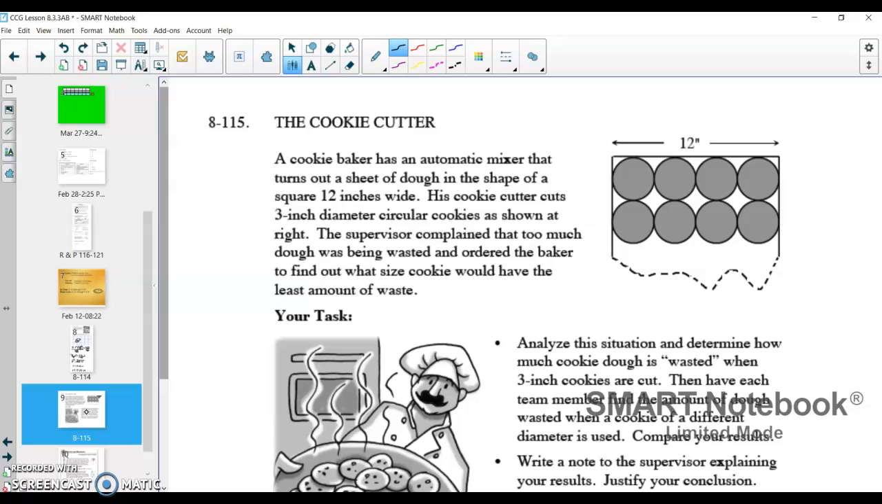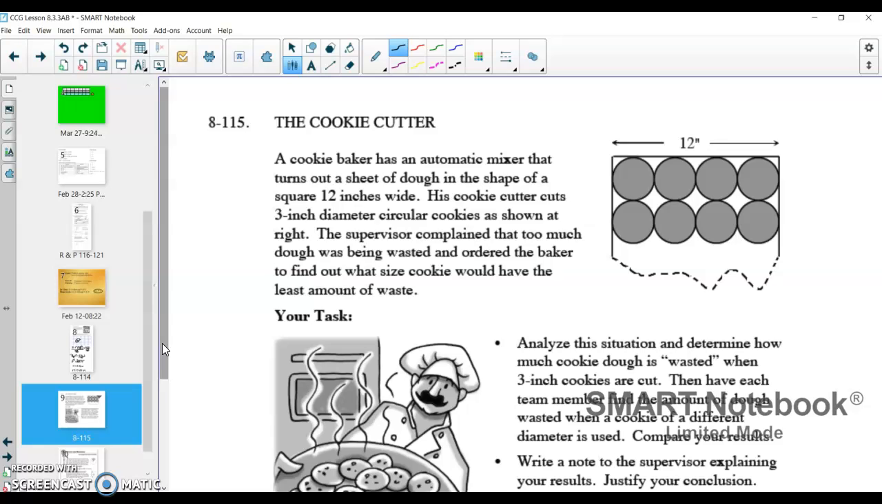Okay, this one I think I can do in the time remaining, but it's going to be kind of quick. So what it's saying is this cookie baker has an automatic mixer that turns out a sheet of dough in the shape of a square that is 12 inches wide. His cookie cutter cuts 3-inch diameter circular cookies, and it's shown to the right.